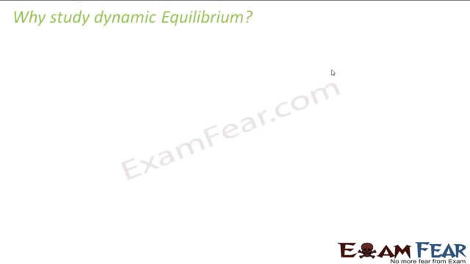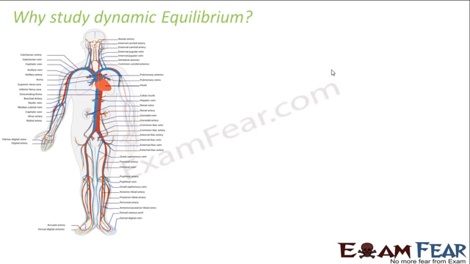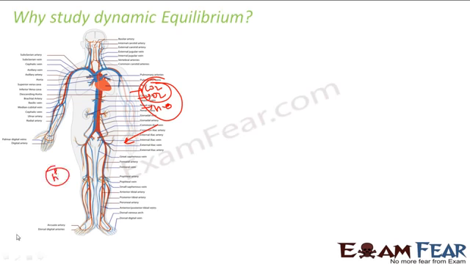Now the question is, we know what dynamic equilibrium is. The question now is, why should we study dynamic equilibrium? So the answer is, if you see our body, we have a fixed percentage of carbon dioxide, oxygen, and water in the body, and everything is under equilibrium. In fact, we have a fixed concentration of hydrogen ions also. When we talk about the acidity of blood, we have a fixed level. So all these things are examples of dynamic equilibrium.